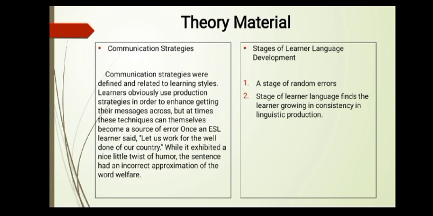Stages of learner language development. 1. A stage of random error. 2. A stage where the learner grows inconsistently in linguistic production.